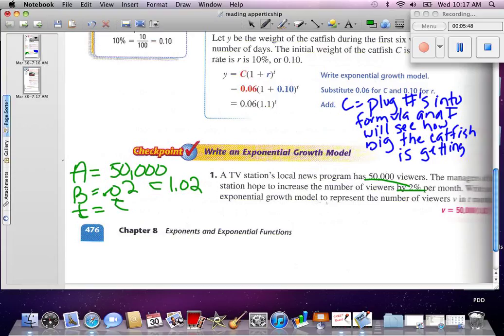So now it says I have to write a model. I'm choosing to do the y equals AB to the x power. I just simply have to plug in my numbers. Y equals A is 50,000 times my B, which is 1.02, to the x power. We don't know what it is right now. That's why it just has to remain x. If it says 6 months, we put in 6. If it says 5 months, we put in 5.